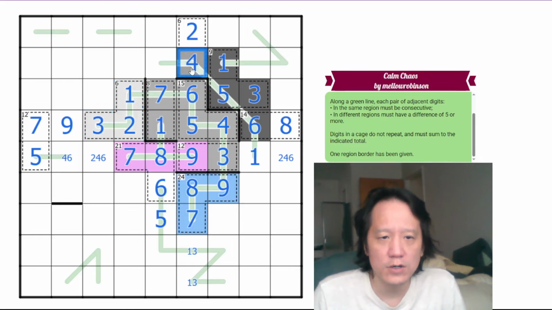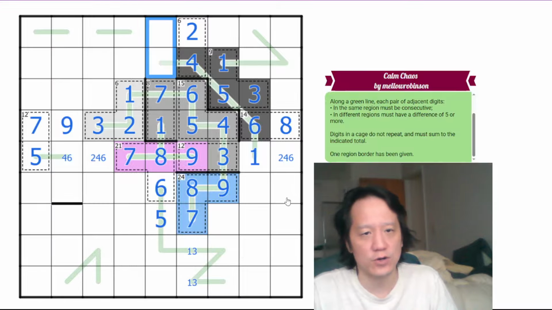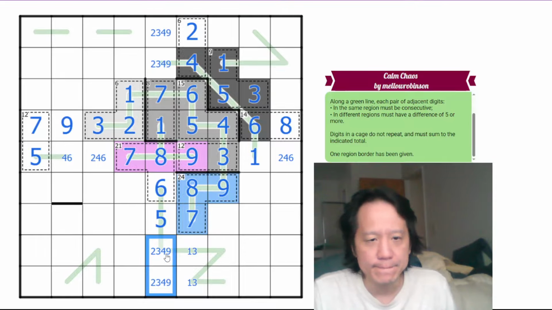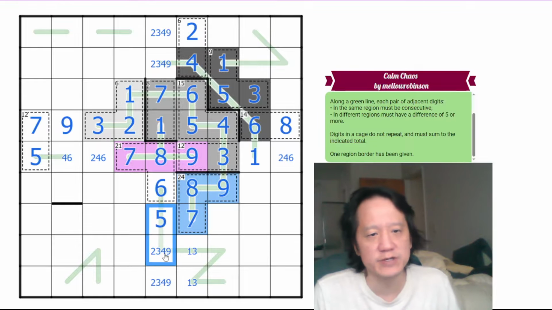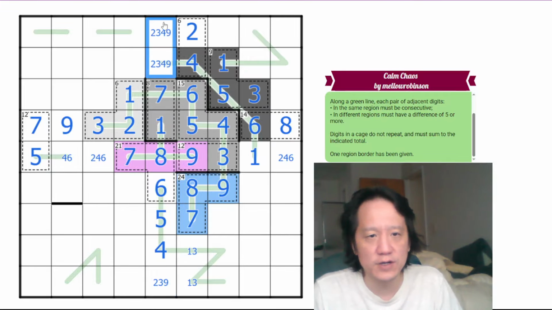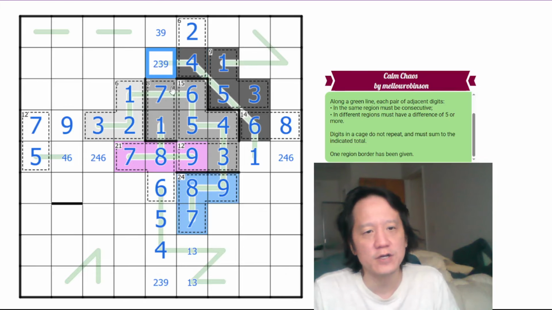Okay, the remaining digits in column, sorry, column 5 are 2, 3, 4, and 9. That's why I was thinking 9. 5 can never be 5 or more away from another digit, so this must be consecutive. So this must be 4. That eliminates 4 in the rest of the column. This can't be 2 because of 2 in the row. So this must be either consecutive, which makes this a 3, or it's 5 away from 4, which makes this a 9. So this is 3 or 9.